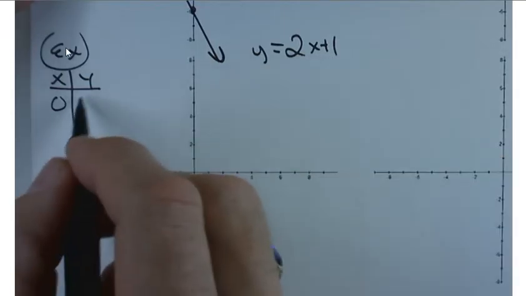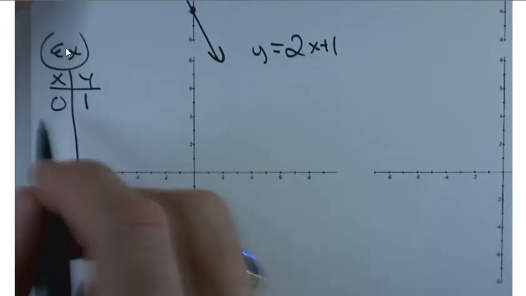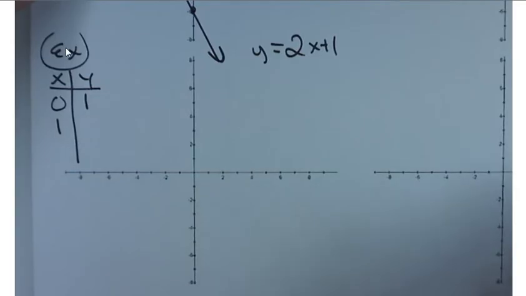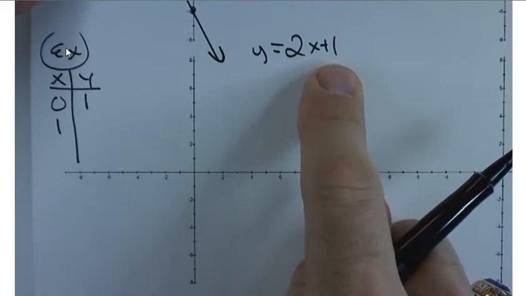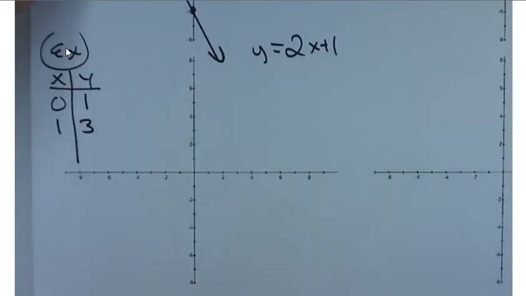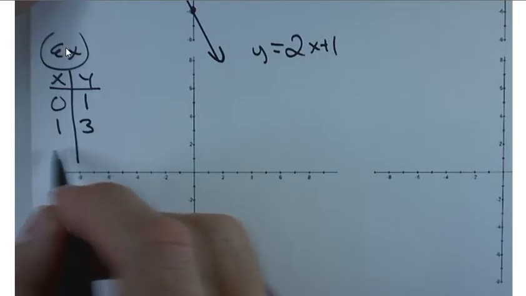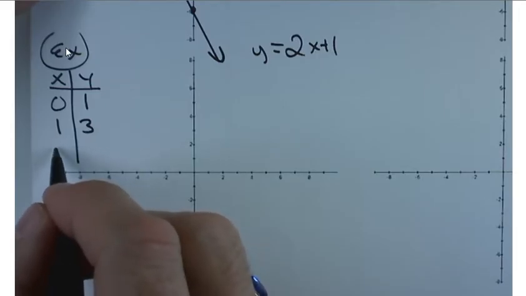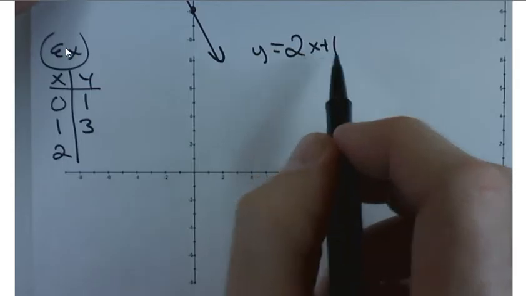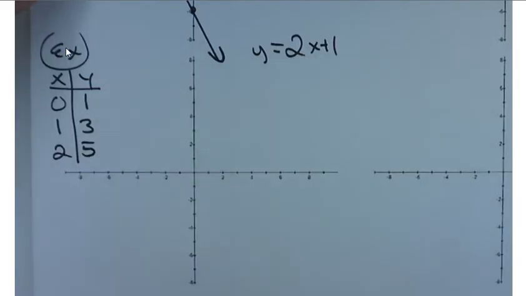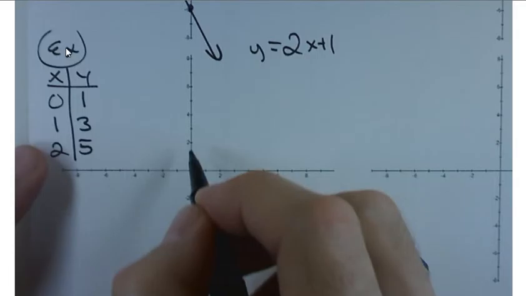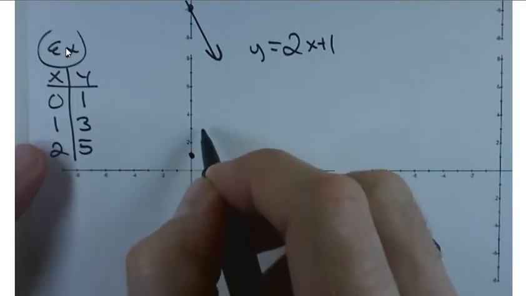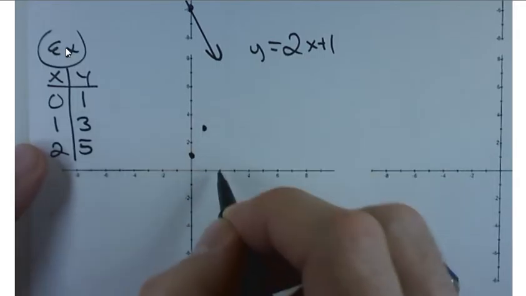If I want another point, plug in 1 for x. Now what do I get for y? 2 times 1 plus 1. 3. You could plug in negative 1. You could plug in positive 2. Let's plug in positive 2. 2 times 2 plus 1 is 5. So do you see the difference? Here I've got y already solved for, so it's easy to plug in values for x. 0, 1, 1 and 3, and 2 and 5. And I get a quick graph.